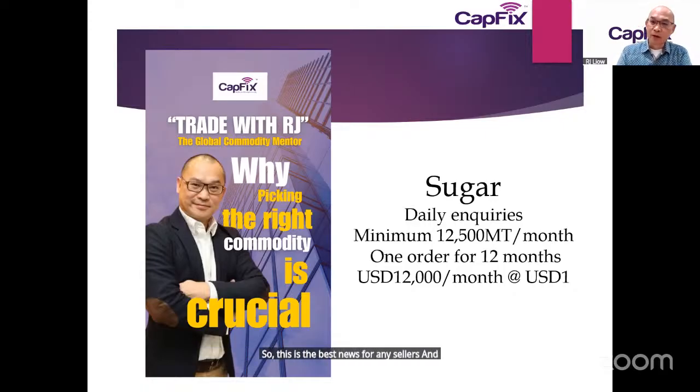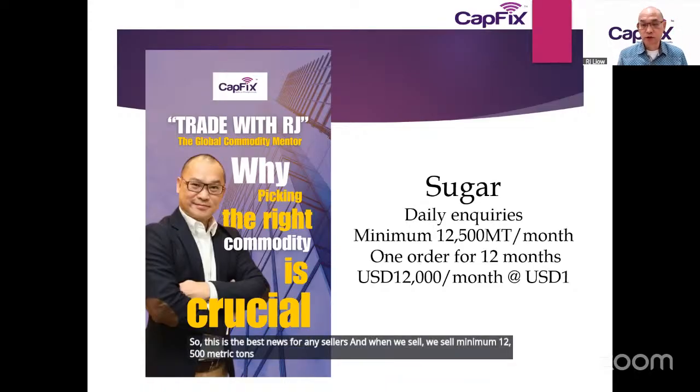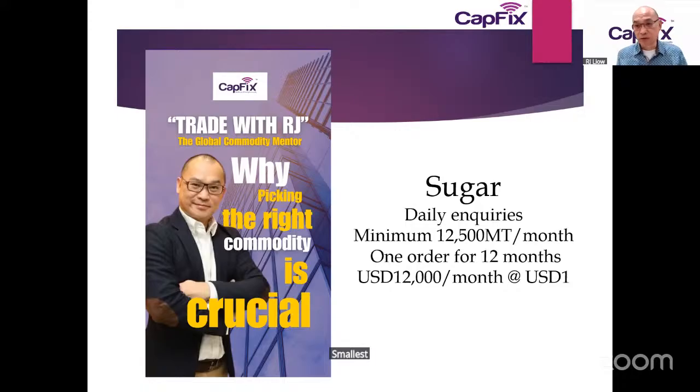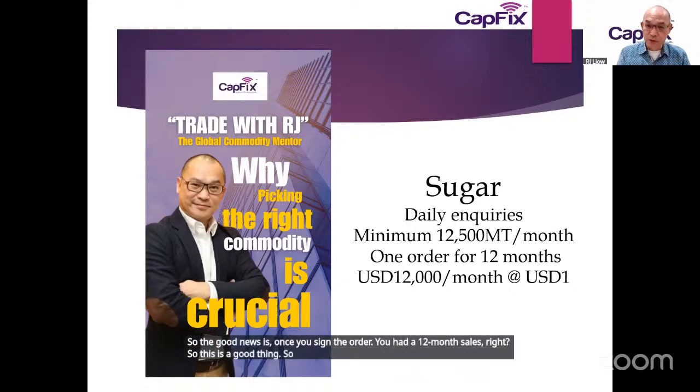And when we sell, the minimum is 12,500 metric tons. It's a vessel, the smallest vessel, up to 100,000 metric tons a month, and maybe even more. But even at the smallest 12,500, we normally can sign one order for 12 months. So the good news is, once you sign the order, you have 12 months of sales, right? So this is a good thing. So your 1 hour job is well spent.